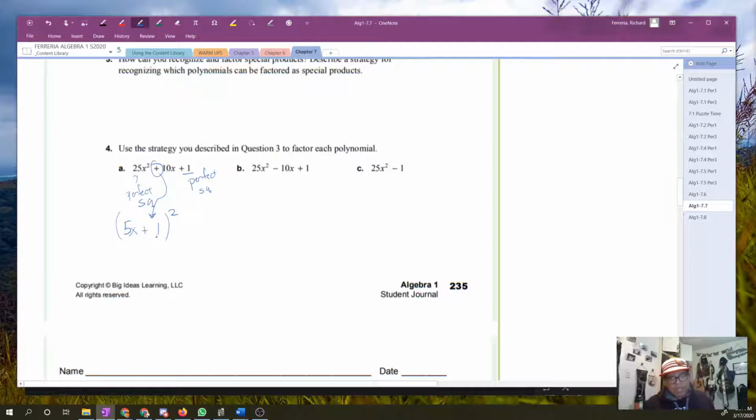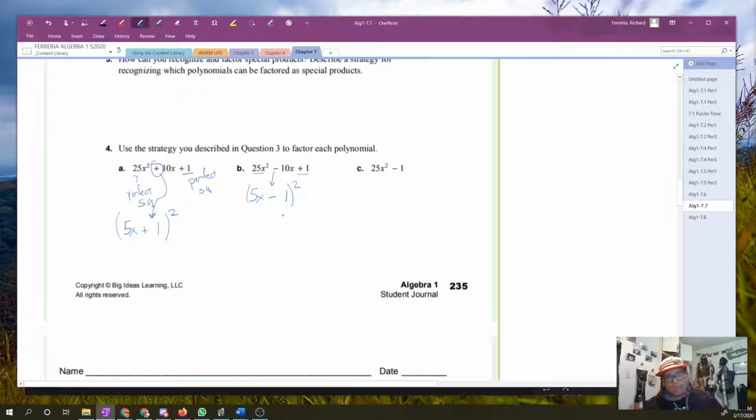You also notice that the pattern continues here. You got 5x times 1 is 5x, and when you double it, you get that 10x. How about this one? Again, perfect square, so that's a 5x, and the square root of 1 is also a 1, but this time you got a minus. So that's going to be minus 1.